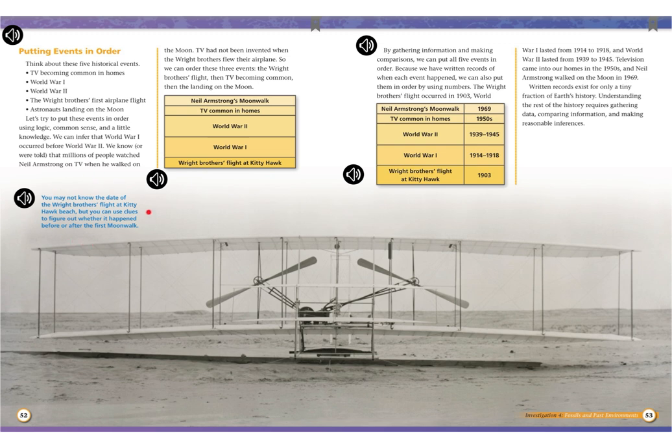You may not know the date of the Wright brothers' flight at Kitty Hawk Beach, but you can use clues to figure out whether it happened before or after the first moonwalk.